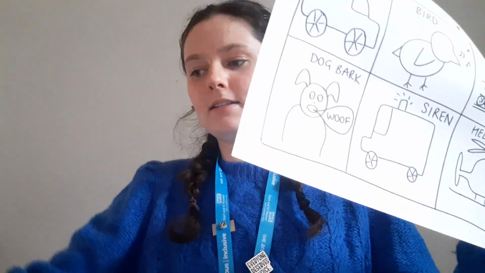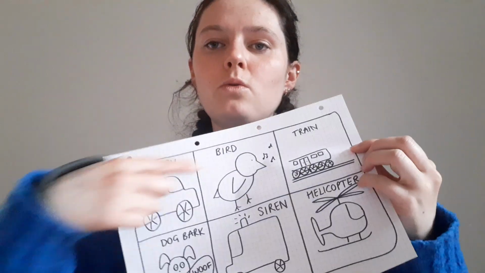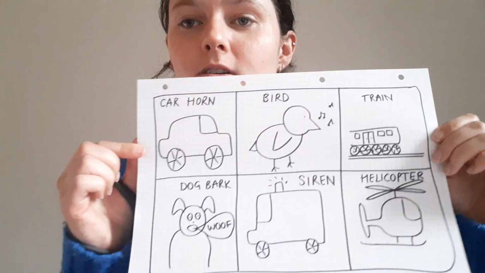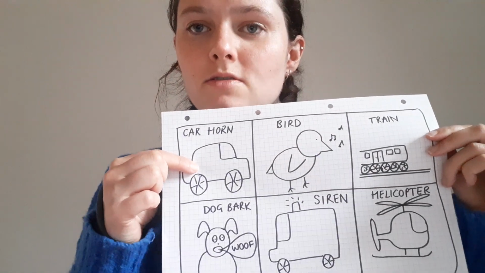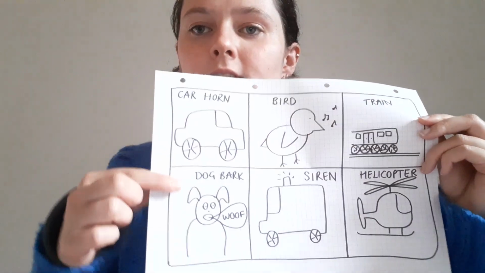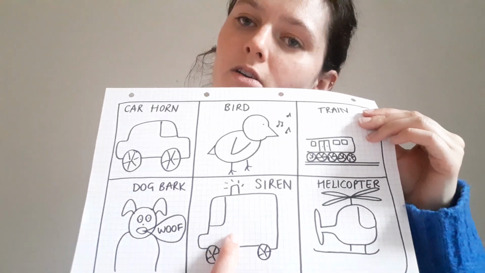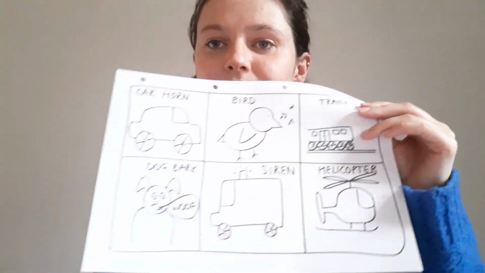So what you want to do is maybe have a couple of pictures that are the same on each card, but you don't want all your grids to look exactly the same, because you'll be winning bingo all at the same time. So, for example, on this bingo card that I made, we've got a car horn, we've got birds singing, we've got the sound of a train, and we've got a dog barking, a siren, so that could be a police car or an ambulance or a fire engine, and the sound of a helicopter.